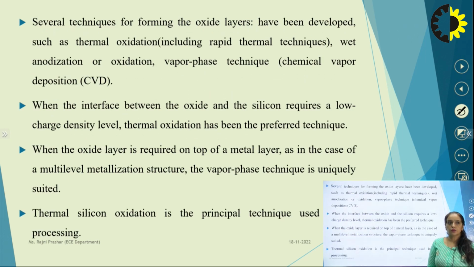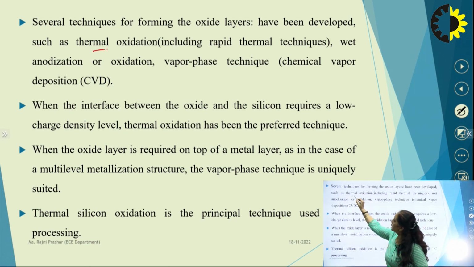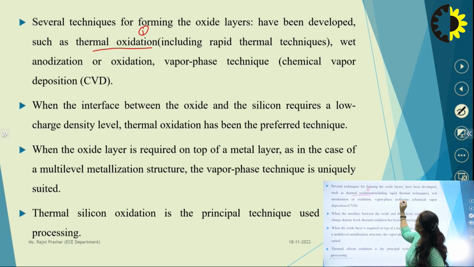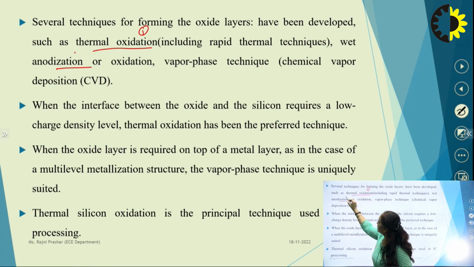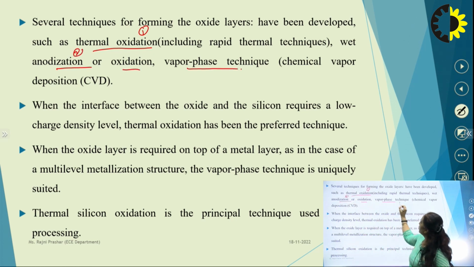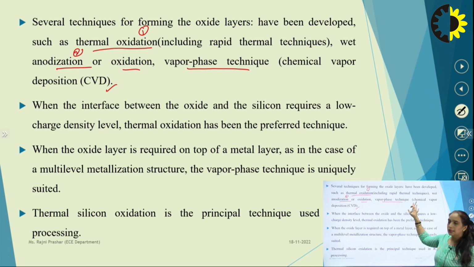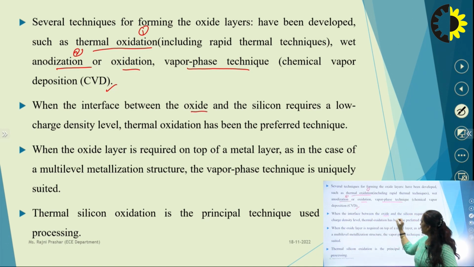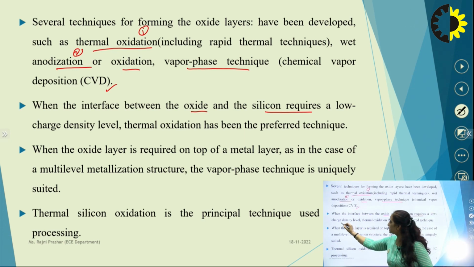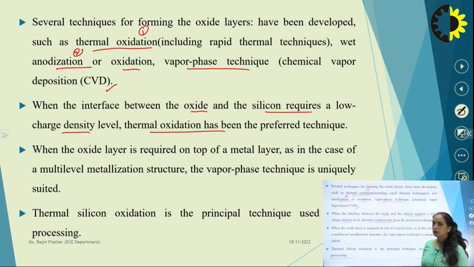Several techniques for forming oxide layers have been developed. The first, very basic technique is thermal oxidation, which includes the rapid thermal technique. Then we have wet anodization or oxidation, and the vapor phase technique, commonly known as the chemical vapor deposition technique. Depending upon the application, we can select any one technique. For example, when the interface between the oxide and the silicon requires a very low charge density, thermal oxidation is preferred.